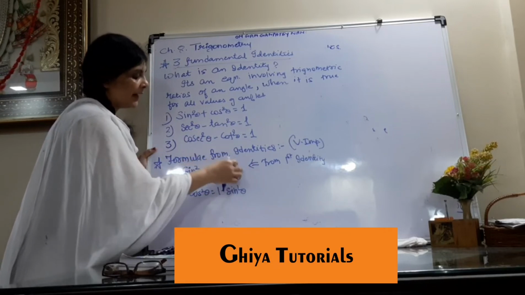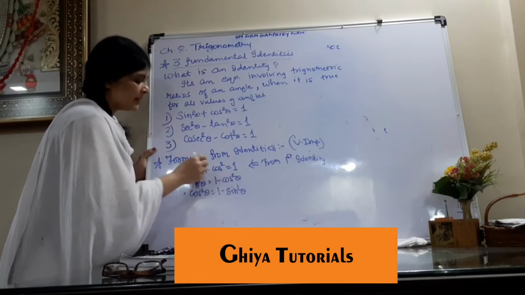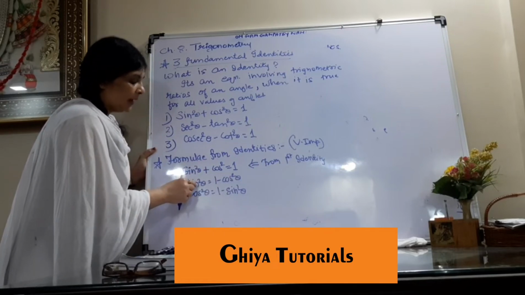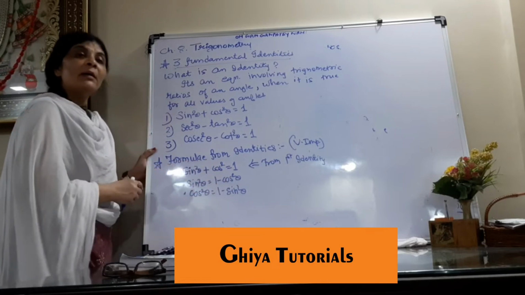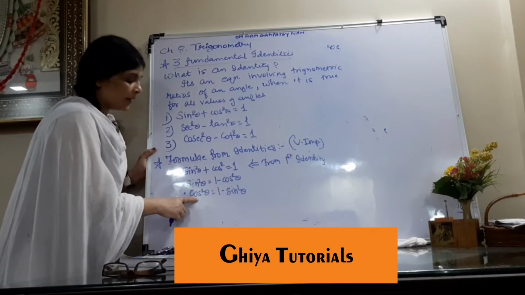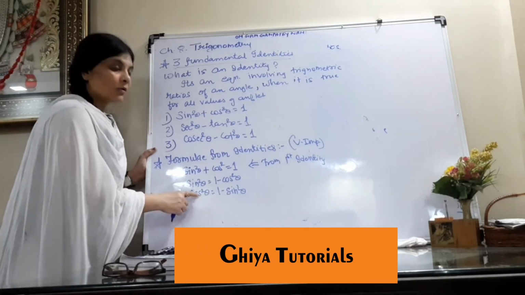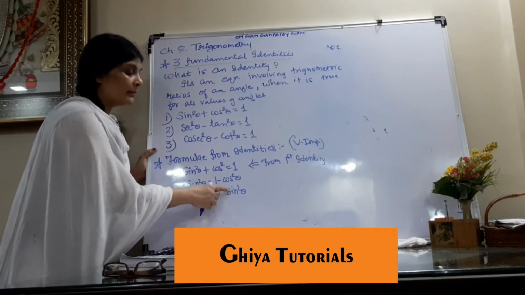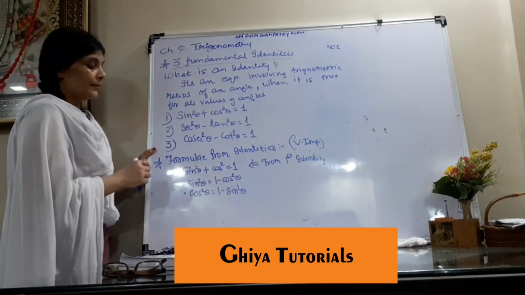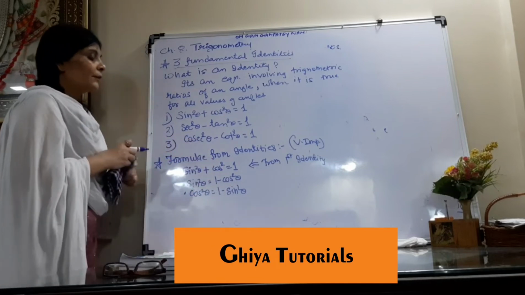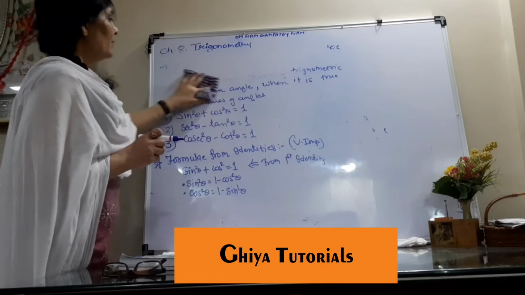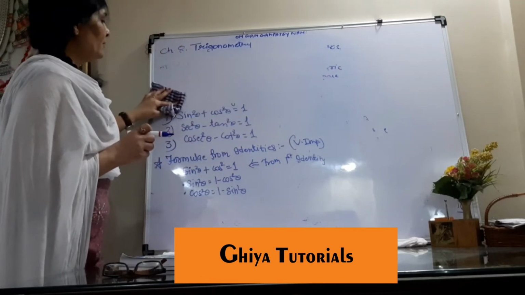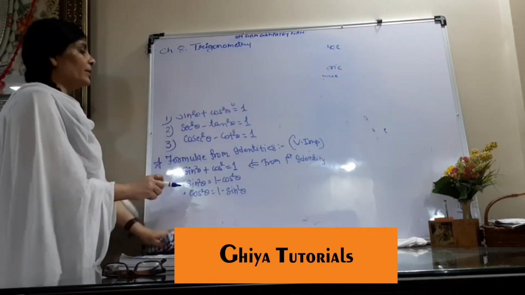Going from left to right, cos square plus becomes minus. So we obtain the formula that sin square theta equals 1 minus cos square theta. Similarly, cos square theta equals 1 minus sin square theta. So these are two formulas from the first identity. Similarly, we obtain two formulas from each of the other two identities.